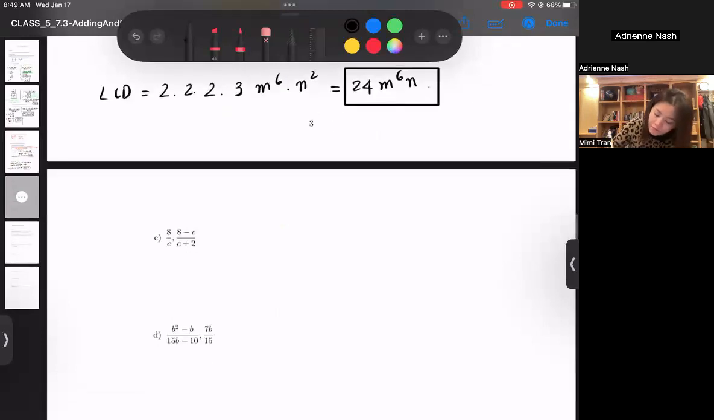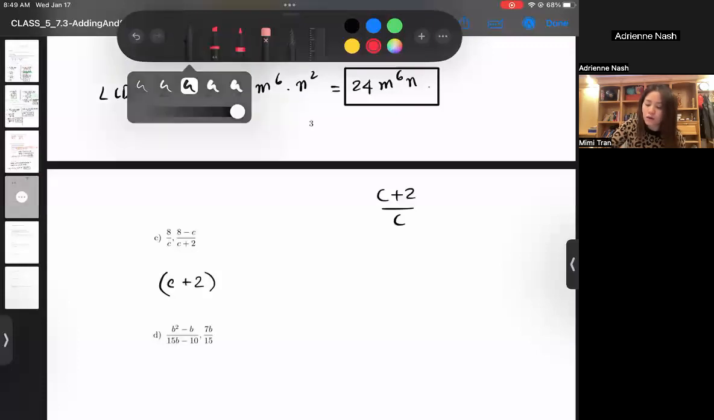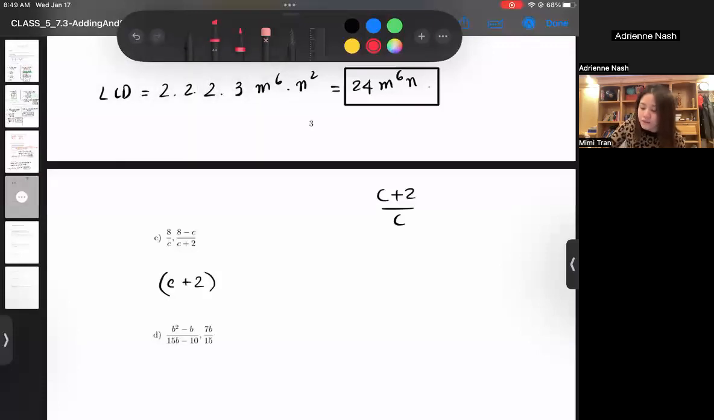Part C, I have C and C plus 2. So what's the LCD? That divides into C and divides into C plus 2 at the same time. C plus 2 is not enough, right? C plus 2 is divided into C, but C plus 2 does not divide into C, right? C plus 2 over C, you cannot simplify, I told you before, because C is married to the 2, you cannot simplify the C with the C, it'll be wrong, right?